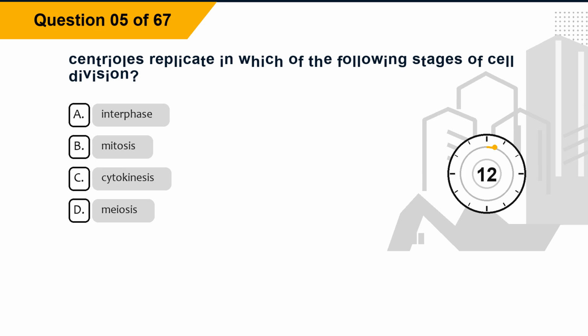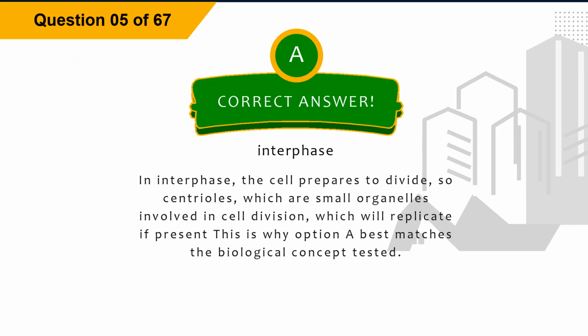Question 5. Centrioles replicate in which of the following stages of cell division? Option A, interphase. Option B, mitosis. Option C, cytokinesis. Option D, meiosis. The correct answer is option A, interphase.